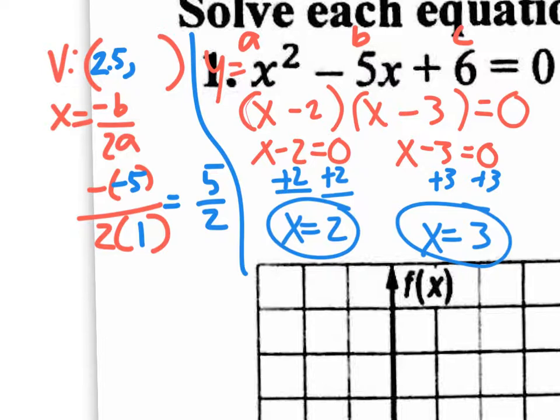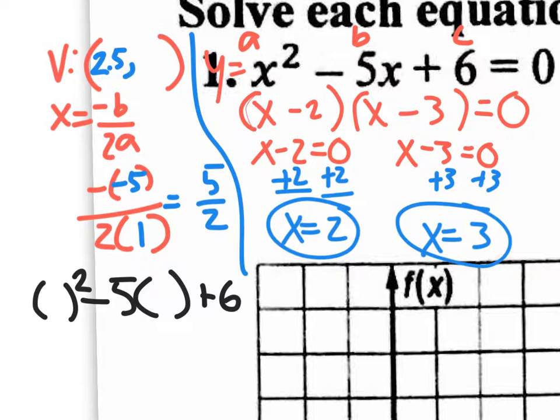So we know that the x value is 2.5. Once you have the x value, how do you find the y value? You plug it in to your x's, right? So I'm going to rewrite this equation, but instead of x squared, I'm going to put parentheses squared minus 5 times parentheses, and then plus 6. So I'm going to plug in my x value of 5 halves, which is really 2.5. So put a 2.5 right there, put a 2.5 right there. And we're going to use the calculator to solve this. So you guys have calculators now.